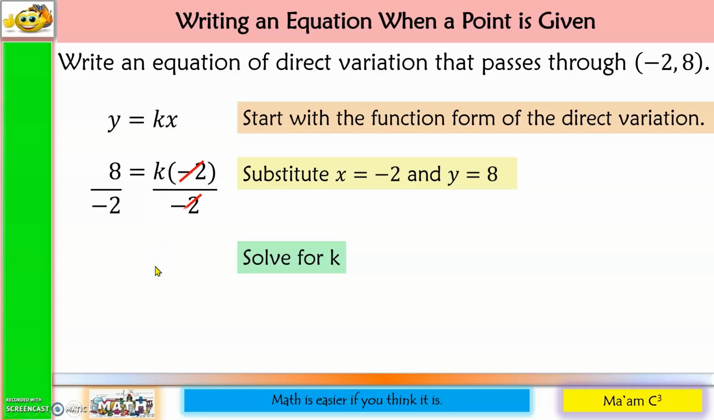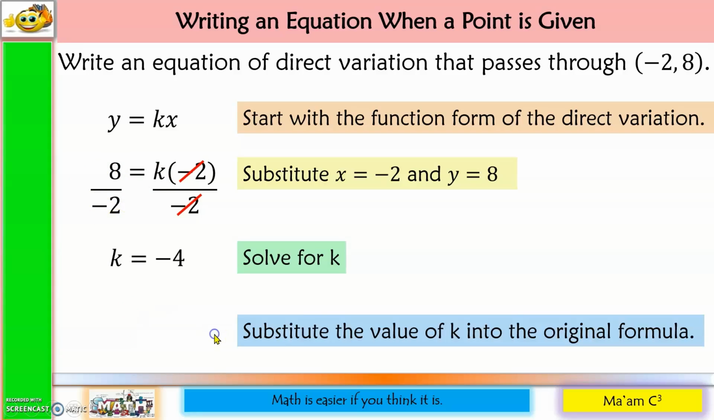So negative 2 and negative 2 will cancel out. So we have k is equal to 8 divided by negative 2, and that is k is equal to negative 4. Next step, substitute the value of k in the original formula. So our k is negative 4. Substituting here, we have y is equal to negative 4x.